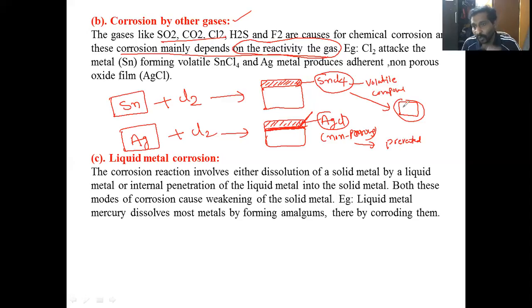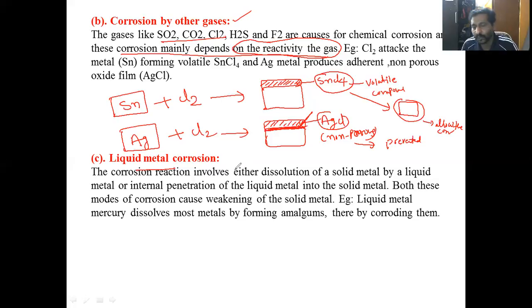But here volatile tin tetrachloride is obtained, which easily evaporates. That's why it allows further corrosion. This is mainly the reactivity of the gas on different metals. Okay, so this is corrosion by other gases. The last one in chemical corrosion is liquid metal corrosion.